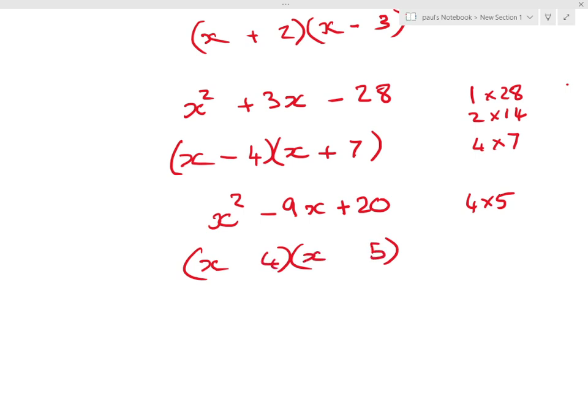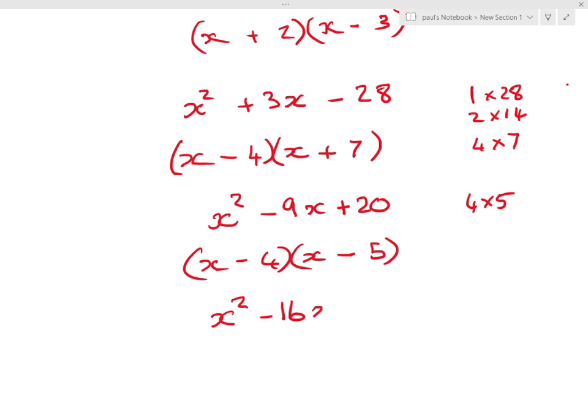Now they're both plus, or they're both minus. Yes, because when we add them together they make minus 9, so they've both got to be minus, yeah? Because minus 4 times minus 5 is plus 20, and minus 4 and minus 5 make minus 9. So there's all sorts of combinations with the different signs.